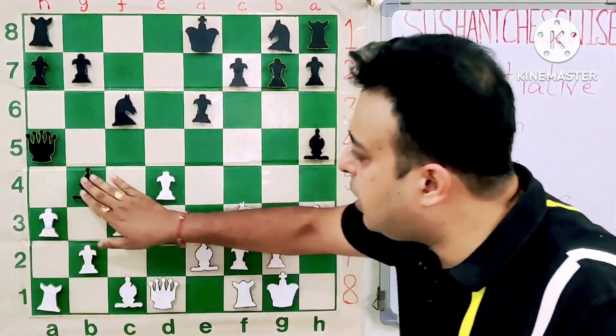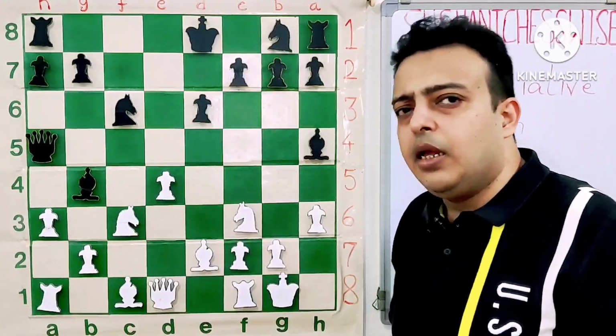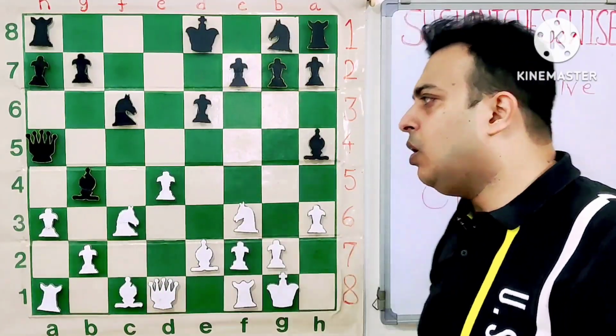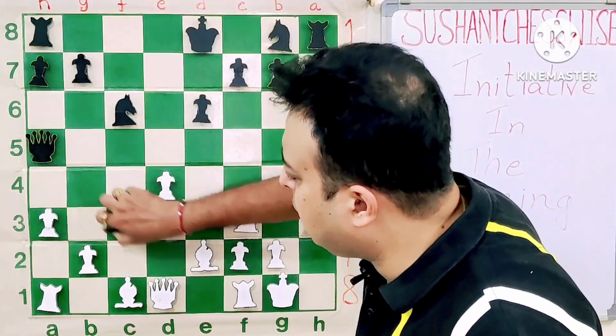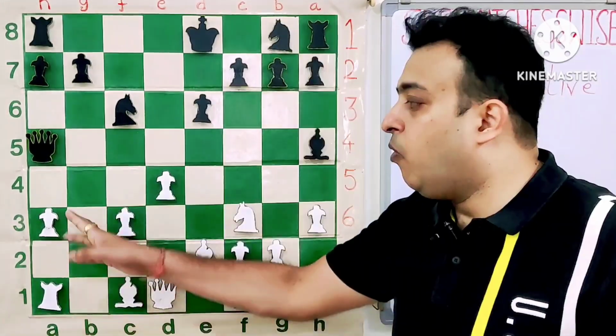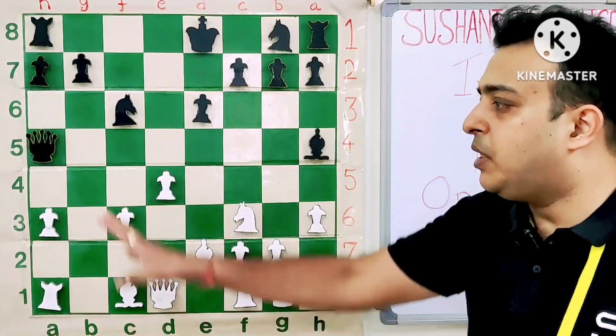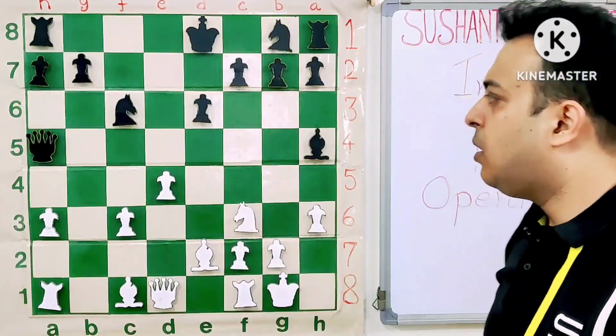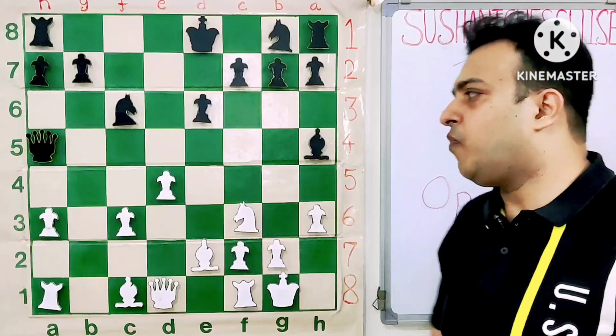So after a3, generally Black players take on c3 and then after bc they decide whether they want to take the pawn on c3. So bishop takes c3, bc. Till move 11, I have consumed 16 minutes in all. Okay, and the opponent has consumed 18 minutes and here he again thought for some time.